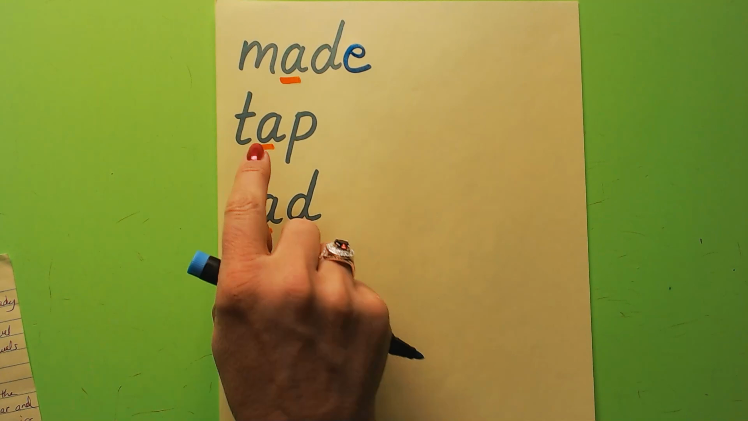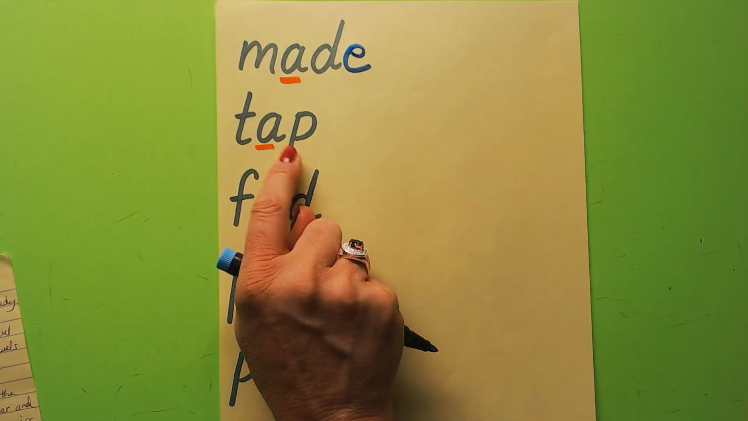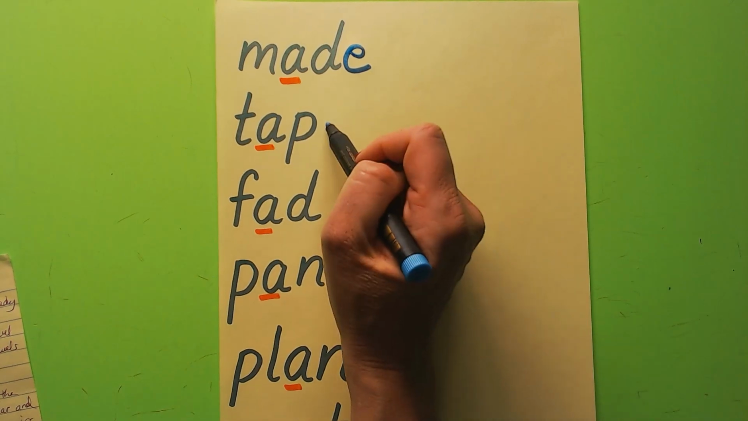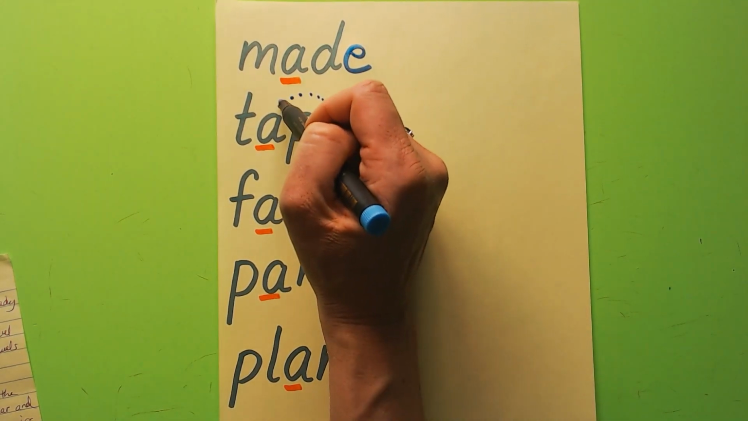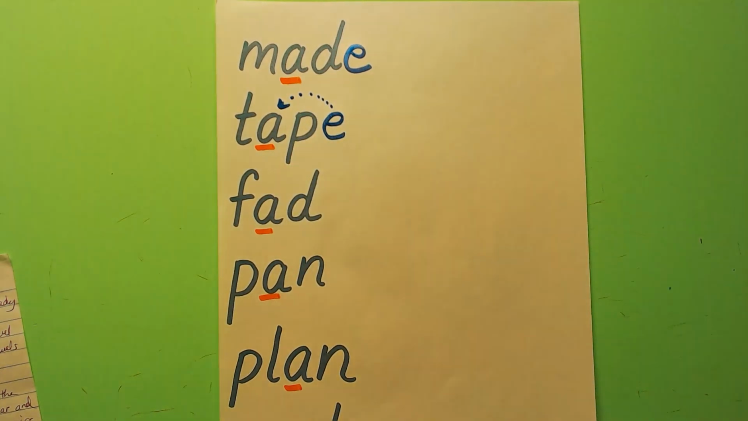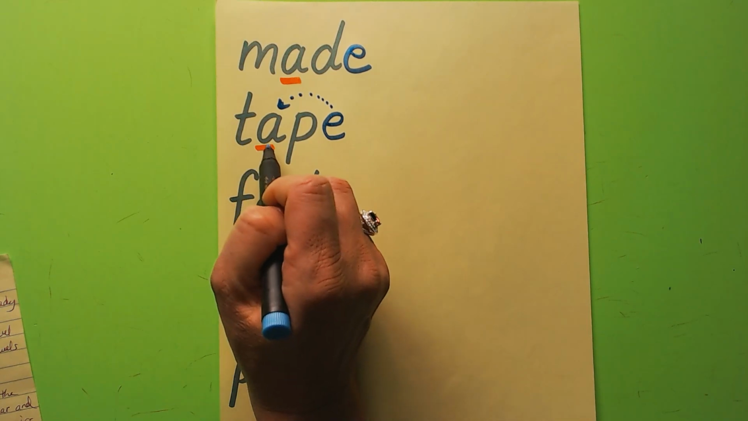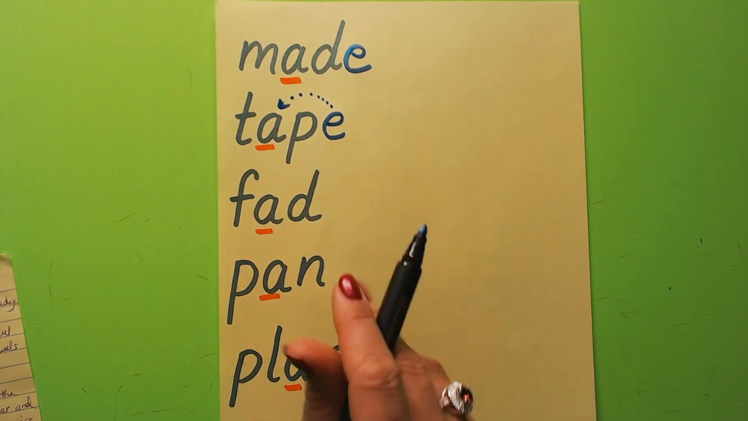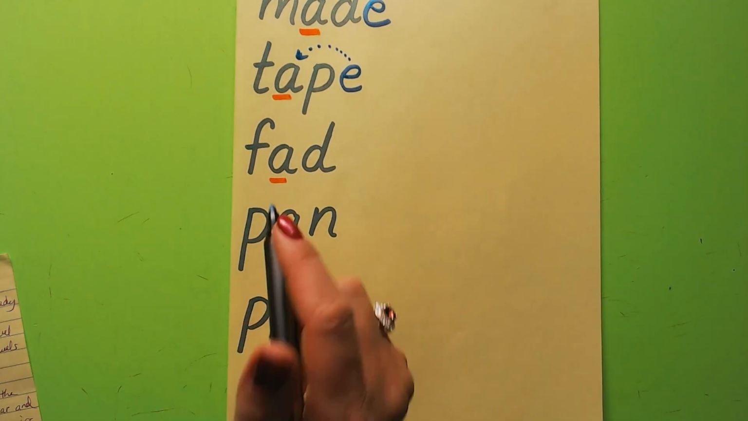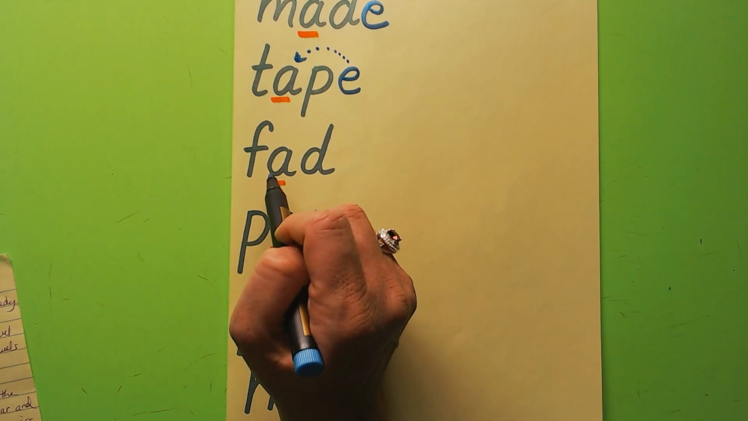See if you can do this one. Tap. Okay, that says tap. Tell me your name, or I will kick you. Tape. All right, let's do the next one. Fad. There's no evil E, right? So the A just says its short sound. Ah.